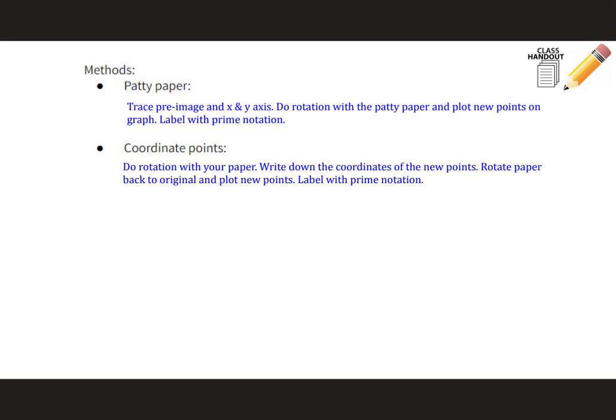The other method is called the coordinate points method. This is where we do the rotation with the paper, write down the coordinates of the new points, then rotate the paper back to the original and plot the new points. Then we label with prime notation.